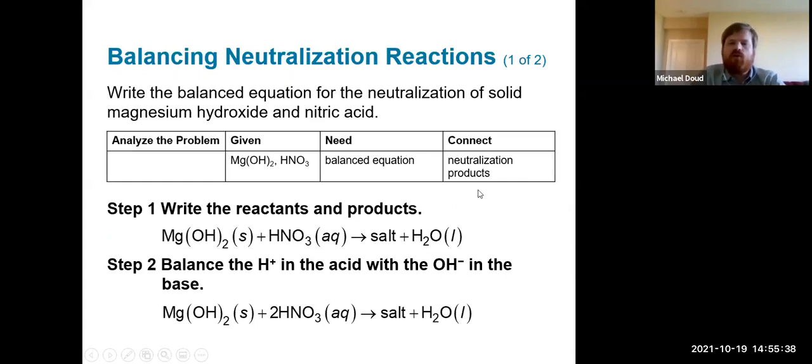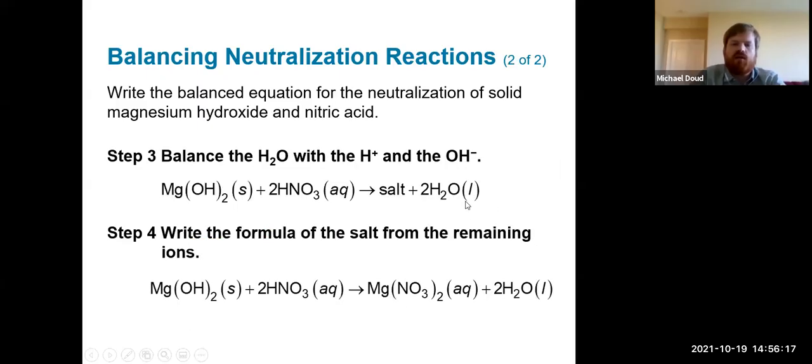Okay, so now if you're going to balance the neutralization reaction, one of the easy ways to do it is that you just want to balance the hydrogen from the acid with the hydroxide ion from the base. So if you recognize that you're balancing a neutralization reaction, note here, this nitric acid has 1 proton, right? It's 1 H plus and 1 NO3 minus. But magnesium hydroxide has 2 hydroxide ions. So to balance that, you need to put a 2 here to make sure that you have enough hydrogen ions to react with the right number of hydroxide ions.